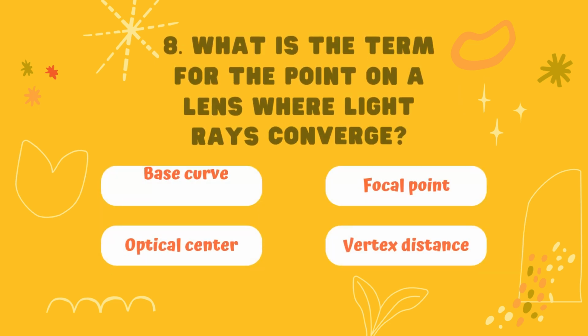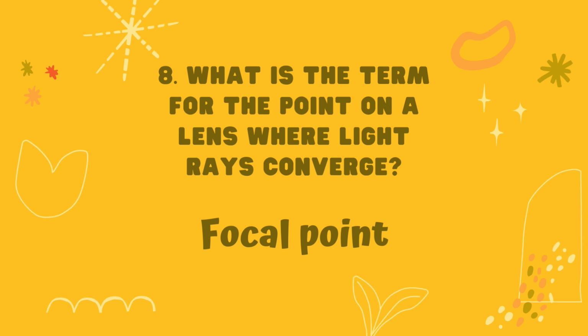Question 8. What is the term for the point on a lens where light rays converge? Is it A. Base curve, B. Optical center, C. Focal point, or D. Vertex distance? The correct answer is C. Focal point.